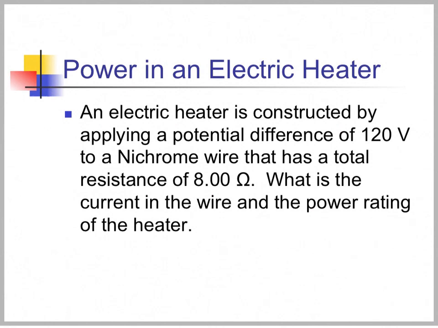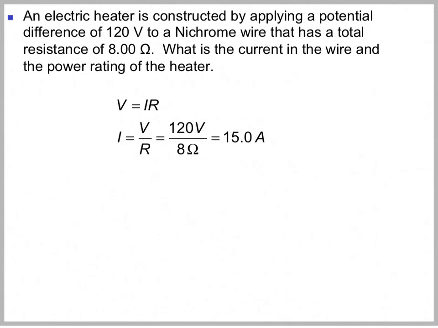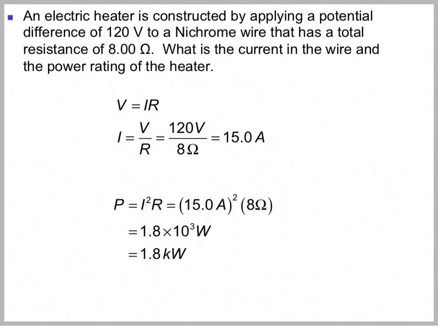So how do we deal with power in electrical circuits? Let's say I have an electrical heater. It's constructed by applying a potential difference of 120 volts to a nichrome wire that has a total resistance of 8 ohms. What's the current in the wire and the power rating of the heater? Well, V equals IR, so the current is V over R, which is 120 volts over 8 ohms, so we get 15 amps moving through the heater. And then the power is I squared R, so that's 15 squared times 8 ohms, or 1.8 times 10 to the 3rd watts, or 1.8 kilowatts.